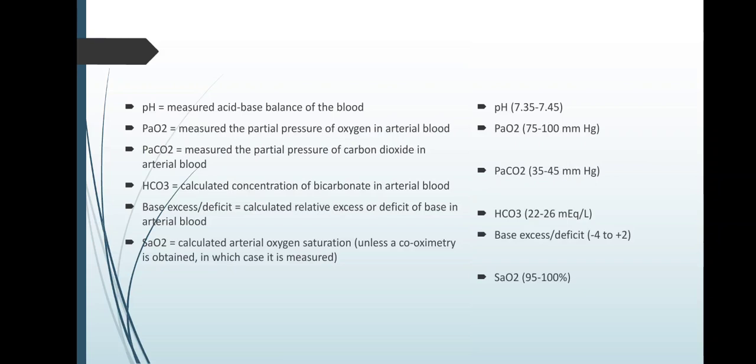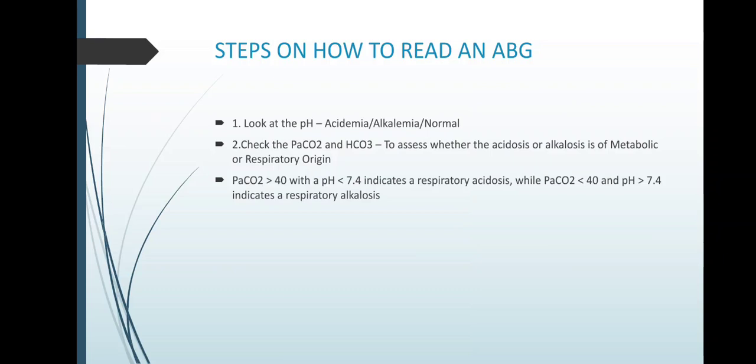Then partial pressure of oxygen, normal is 75 to 100 millimeters mercury. Partial pressure of carbon dioxide, normal range is 35 to 45 millimeters mercury. Bicarbonate, normal values are 22 to 26 milliequivalents per liter. Then base excess or deficit, which calculates the relative excess or deficit of base in the arterial blood. Then saturation of oxygen, which is the calculated arterial oxygen saturation, for which the normal values are 95 to 100%.